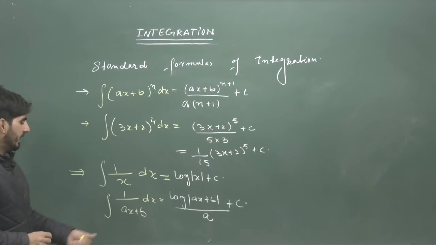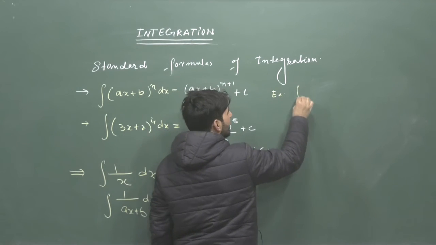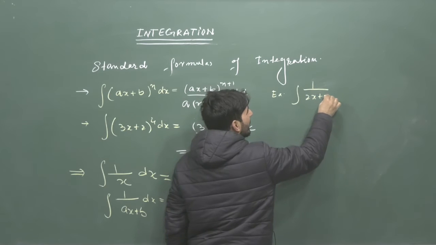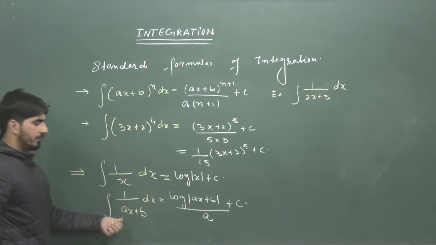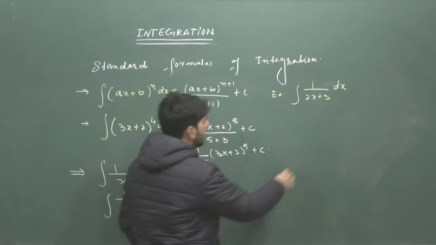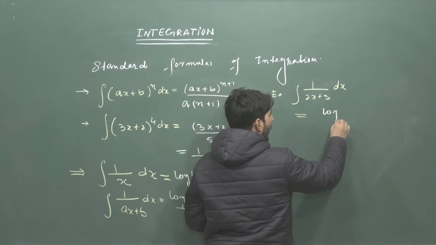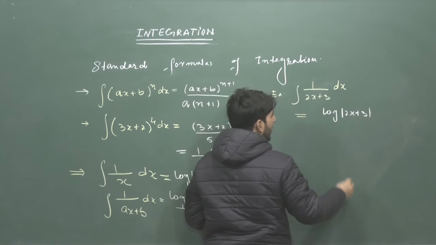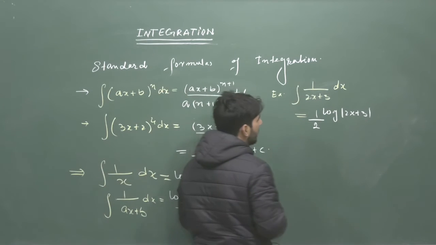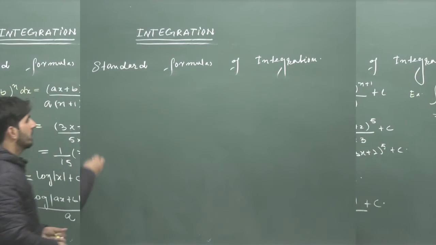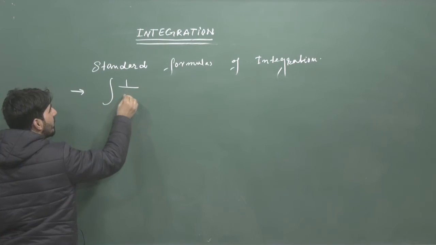Now let's take an example related to this concept. So example is, what is integration of 1 by 2x plus 3 dx. So you have to apply this rule here. So the direct way of finding the integration of this is log of modulus of 2x plus 3 divided by 2, because the internal differentiation of 2x plus 3 is 2, plus c. Now another important point, that is integration of 1 by x square dx.